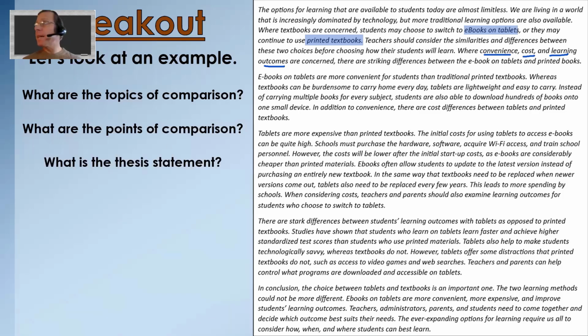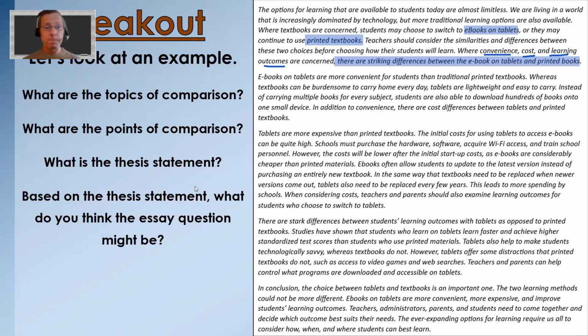And what's my thesis statement? Well, my thesis statement is the last sentence of my introductory paragraph, and it tells me that there are striking differences between ebooks on tablets and printed textbooks. So my body paragraphs, the rest of my essay, really needs to focus on the differences, because my thesis is saying that there are striking differences between these two topics for comparison.